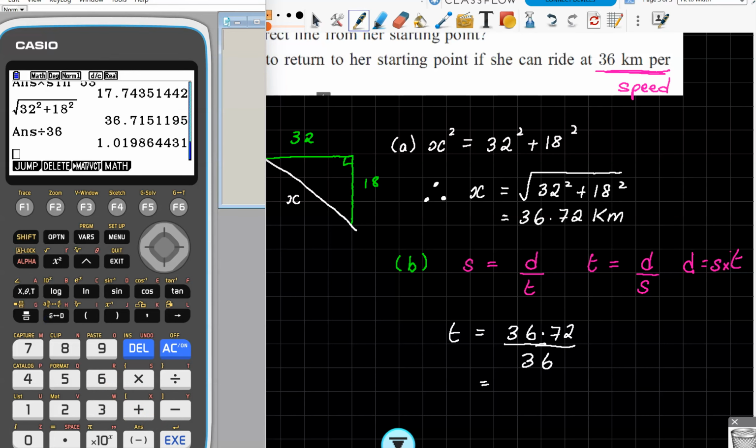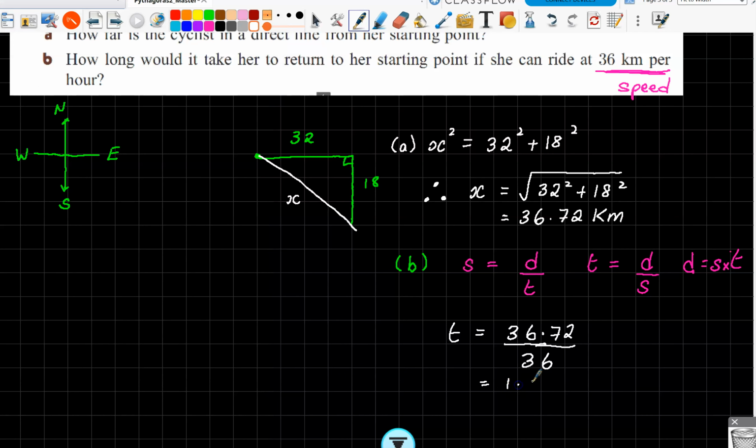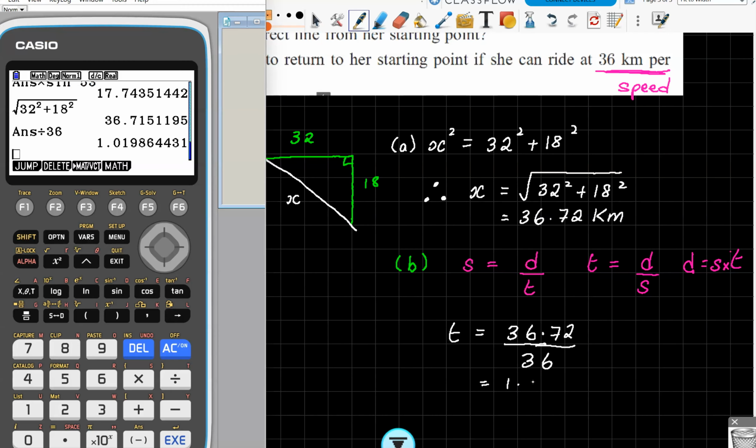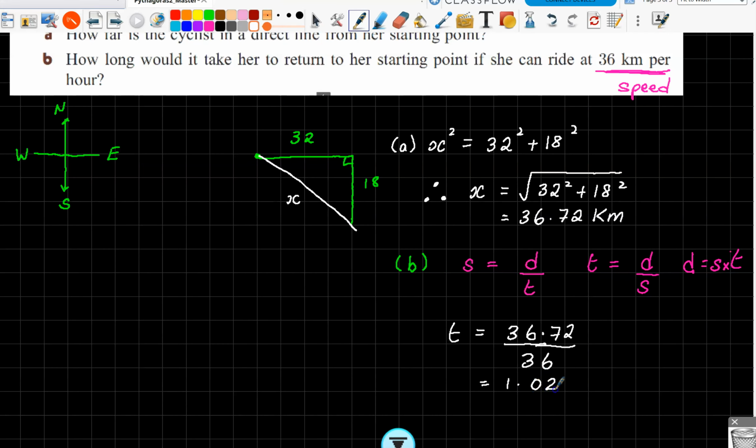So 1.02, shall we say? Yep, 1.02 hours. And I'm happy with that. Does anyone know how they can change that to how many minutes?